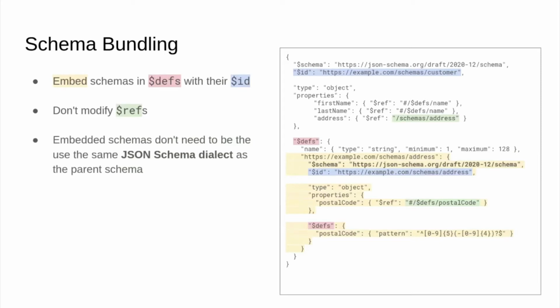Because the embedded schema is its own independent schema, it can potentially use a different JSON schema dialect as the parent schema. In this example, both schemas use draft 2020-12, but that isn't required. You can embed a draft 7 schema if you wanted to.